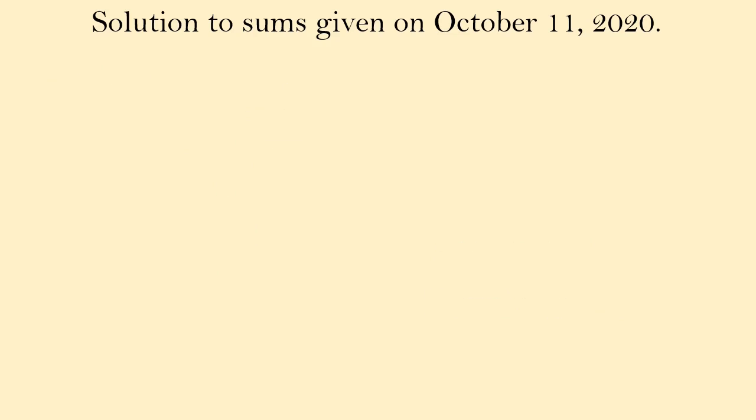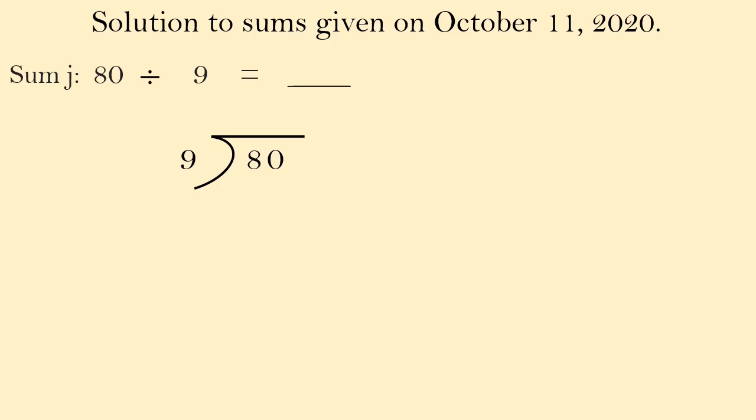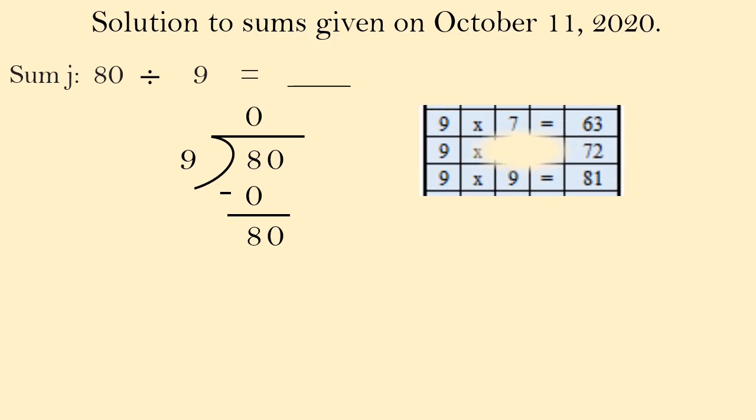So our last sum, 80 divided by 9. 9 will not go into 8, so let's put 9 zeros are 0. Bring the 8 down as it is. 8 take away nothing, you've still got 8. Bring the 0 down. Now let's see. 9 into what will give you a number closest to 80 but less than 80? 9 8s are 72, but 81 is closer to 80.